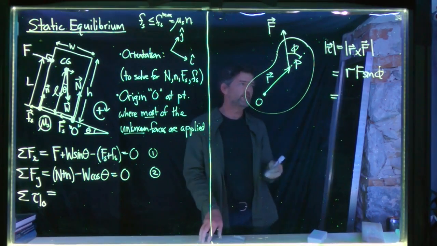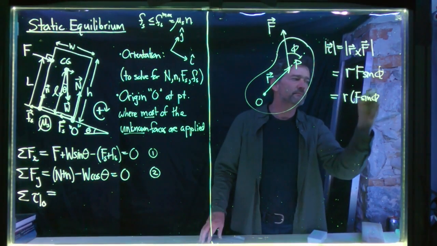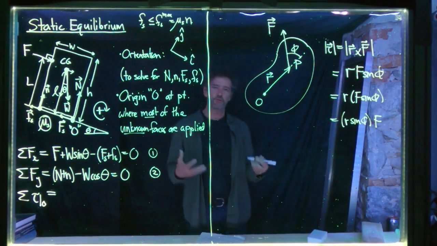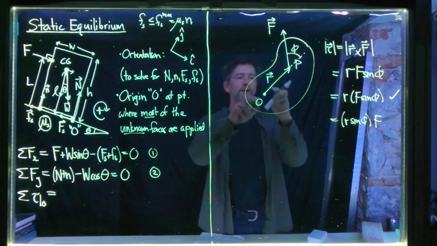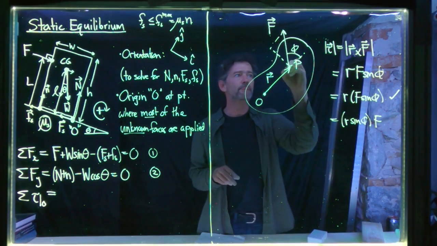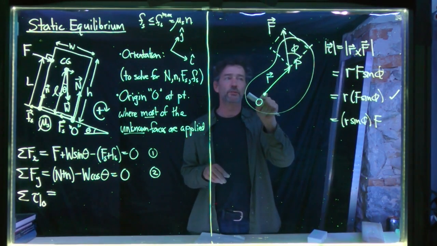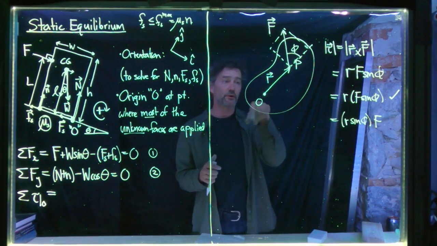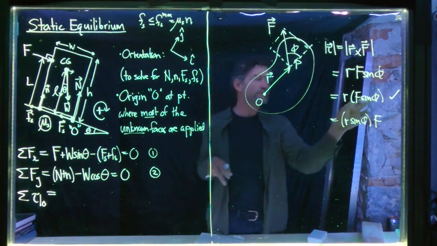The key point is this: you can write R F sine phi in two different ways. You can write it as R times F sine phi, or as R sine phi times F. Those have two very different interpretations. The first says that I can break this force F into two perpendicular components. One component obviously exerts no torque about O. It's only the component of force perpendicular to R that exerts a torque, and the magnitude of that torque is the length of R times the component of the force perpendicular to R, which is F sine phi.